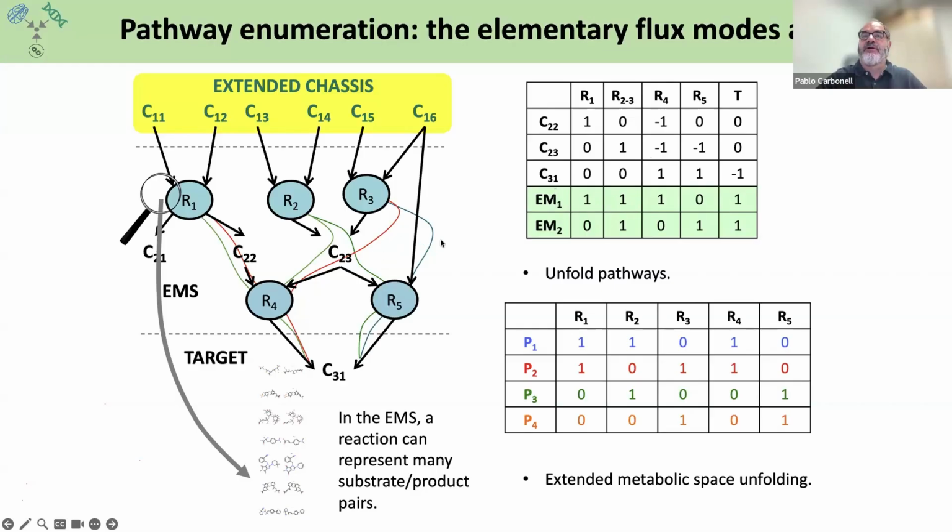In this example here, for instance, there are two basic elementary modes present, but then when we unfold these modes, what we found is that there are four different or alternative pathways. So this is the type of graphical analysis that can be performed. And then, as I said, this can lead to hundreds or even thousands of pathways.